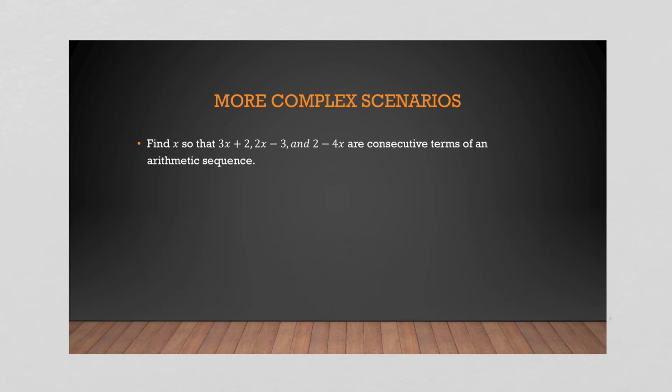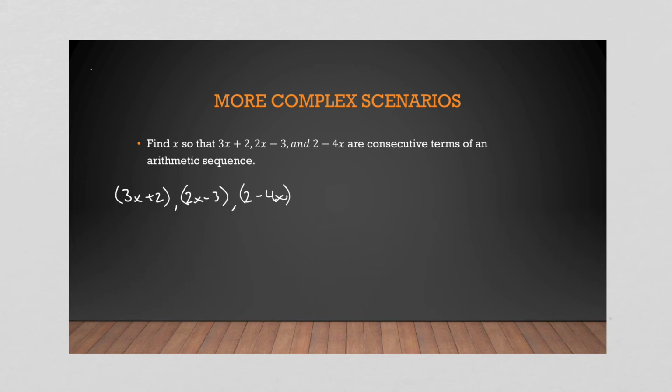So what about the most complex? Well, here's a scenario where they give you 3 consecutive terms in a sequence, but they all have x's in them. So it means we have a sequence that looks like 3x plus 2 as a term, and then 2x minus 3 as a term, and then 2 minus 4x as a term. So on its face, this gives us very little to work with.